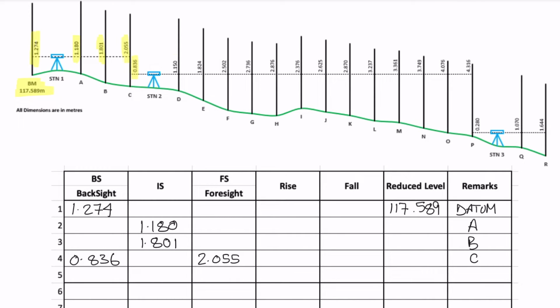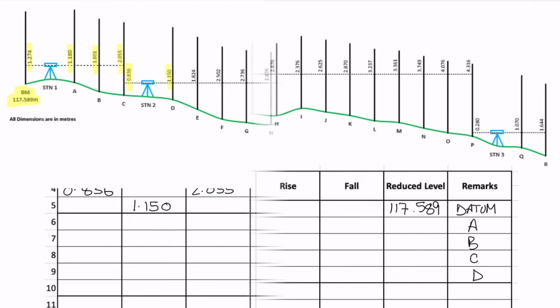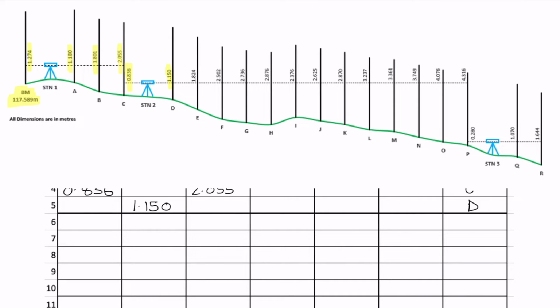Next value recorded is at station D. It is an intermediate reading, 1.150. The next reading is at point E. It is also an intermediate reading. The value is 1.824. It is recorded under the intermediate column.